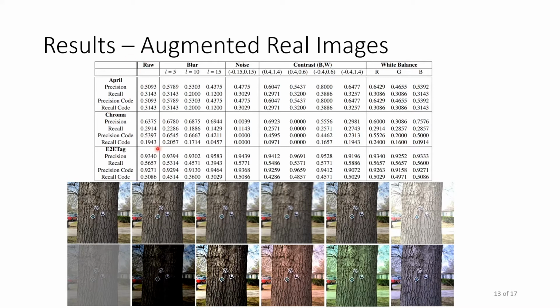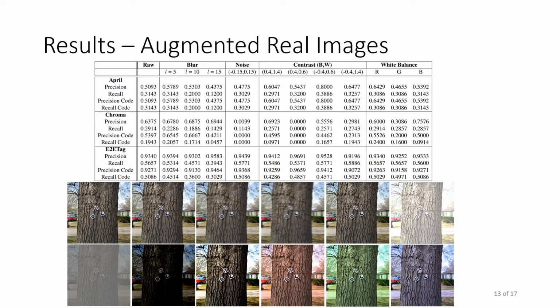Raw indicates real images that have no additional augmentations outside of scene capture. However, images are pristine with possible small degrees of contrast and some white balance. Blur, noise, contrast, and white balance listed in the table are isolated augmentations applied to every image in the test set. Our tag notices much less performance degradation under all augmentations than E2ETag or ChromaTag.